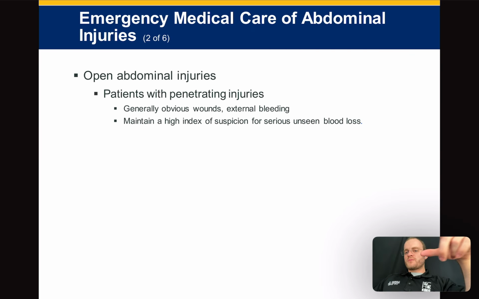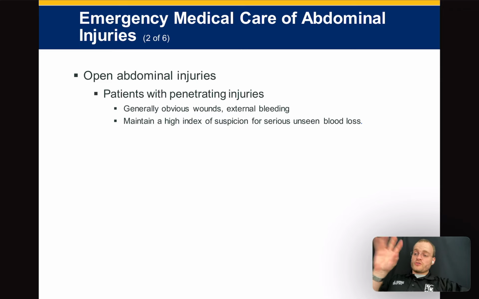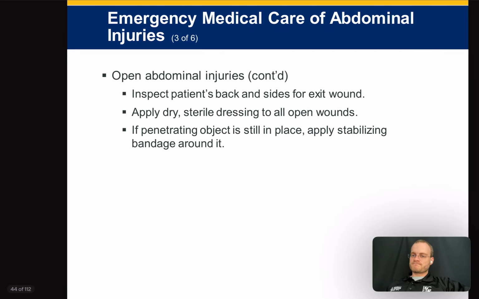Now, patients with penetrating injuries, generally they'll have obvious wounds with external bleeding. Maintain a high index of suspicion for serious unseen blood loss. Remember, some bullets might have very small entrance wounds and exit wounds, but they cause this huge cavitation inside. Same thing with stab wounds. It just looks like this, but they were stabbed with a knife this big, right? And so they have these huge injuries inside. We just can't see them. So this is where this whole index of suspicion thing becomes very important with injury.